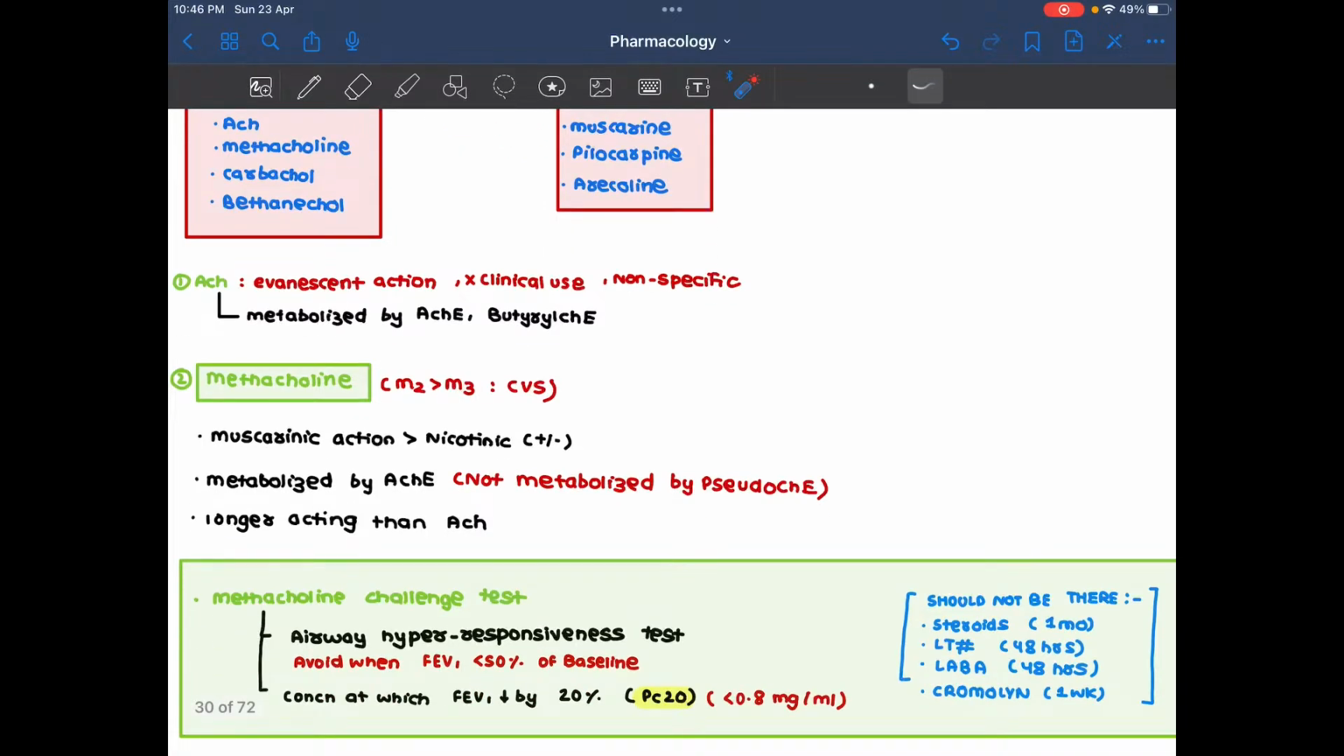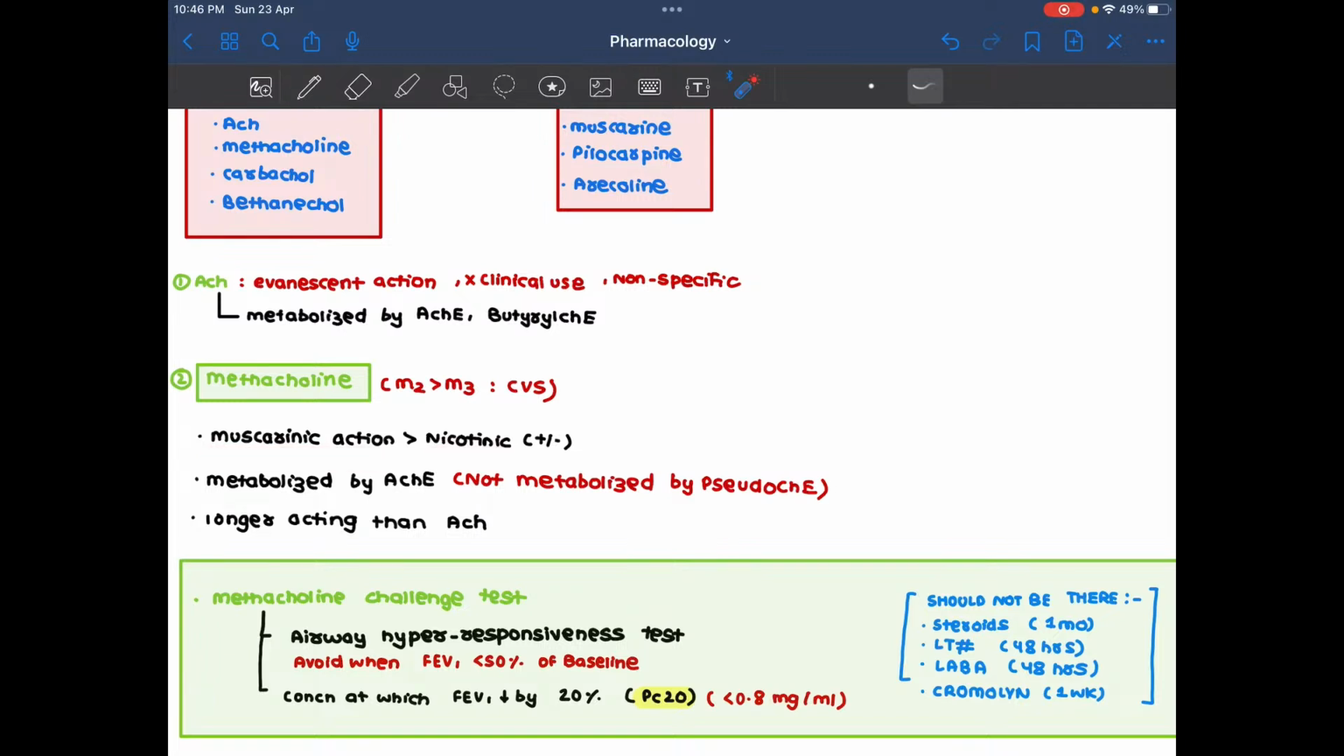Acetylcholine. The second drug in case of your choline esters that we have is your methacholine. This methacholine is predominantly going to act on your M2 rather than your M3 receptors. M2 means it's CVS selective. Its muscarinic action is more than its nicotinic action.